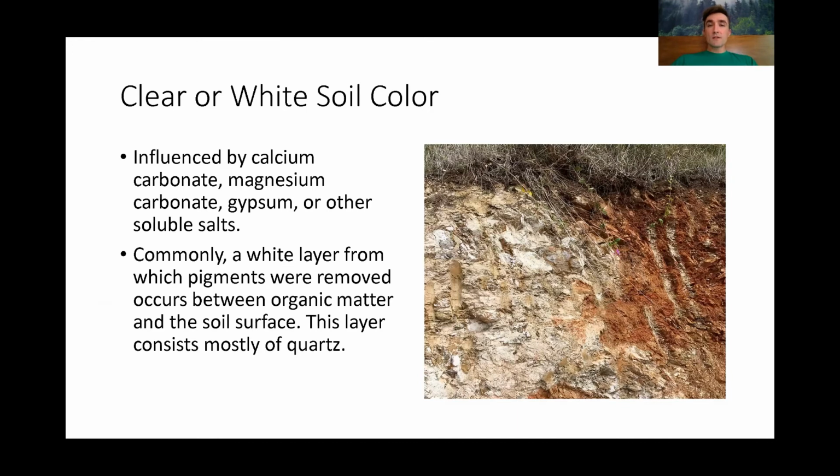So some of the colors that you can see in soil, first of all, is a white color, typically. Some people describe it as a clear color, but for me, it's easier to describe it and think about it as white. And mainly this is influenced by certain materials found in the soil, such as calcium carbonate, gypsum, and other salts. Many of these were deposited as marine sediments, so in places that were previously underwater.